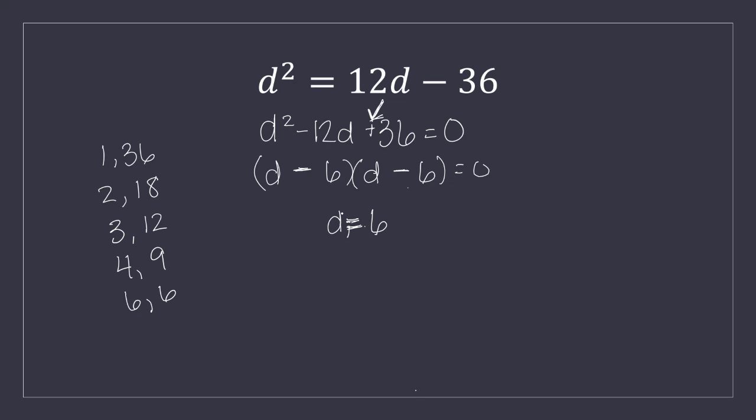which means that my solution is actually positive 6. Remember, this is one of those ones where I would have a double root at 6, and so my graph would not go through the x-axis, it would touch it, okay?